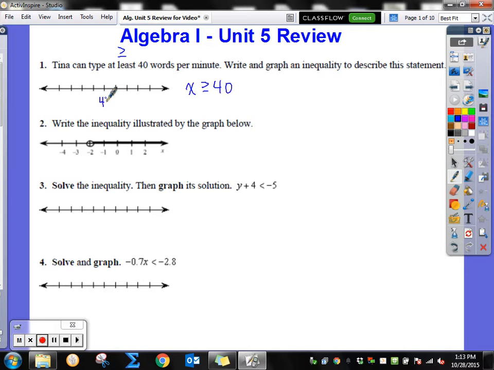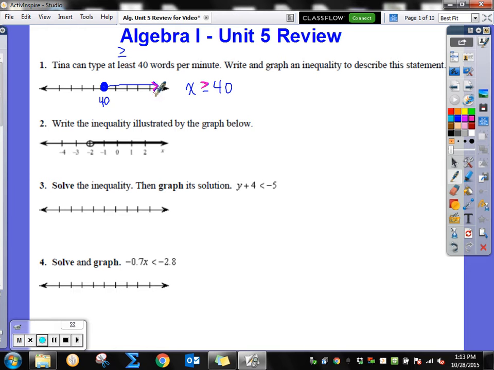Then we are going to mark 40 on our number line. It's going to be closed because it's greater than or equal to. And then we are going to graph to the right because it's greater than. Remember, your arrow will go in the same direction as your inequality symbol if your variable is on the left.